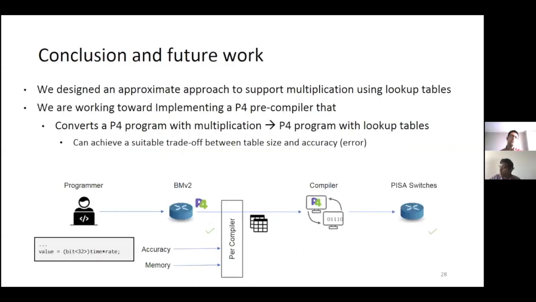So to conclude, we design an approximate approach to support multiplication using lookup tables, and we are working toward implementing a P4 pre-compiler that converts a P4 program with multiplication to a P4 program with lookup tables, given the accuracy or the error and the table size.